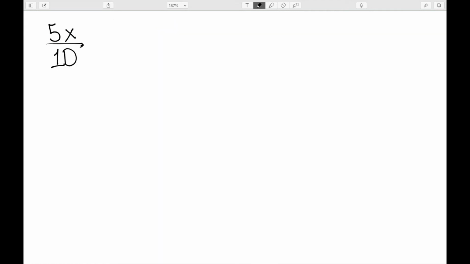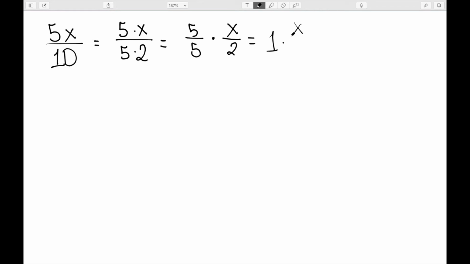Now let's look at 5x over 10. So we can think about this one as 5 times x over 5 times 2. So 5 over 5 times x over 2, which is 1 times x over 2, or just x over 2. So we can see that by dividing the top and bottom by 5, 5x divided by 5 is x, 10 divided by 5 is 2. And this is exactly what we're doing. We're factoring out these common terms. So now that we understand that a little bit better, let's look at the common mistakes that we see in simplifying these rational expressions.